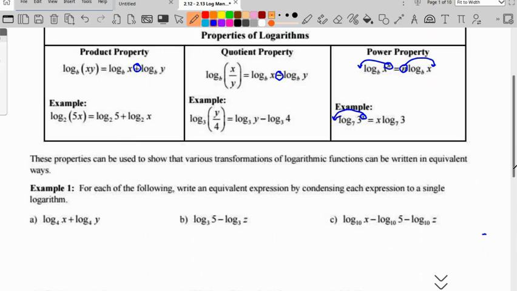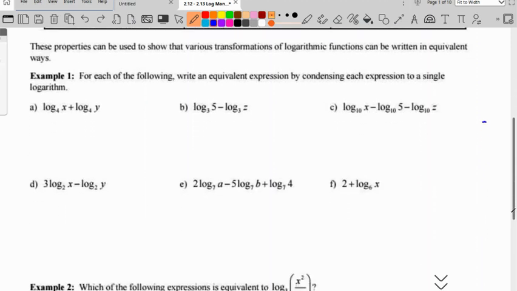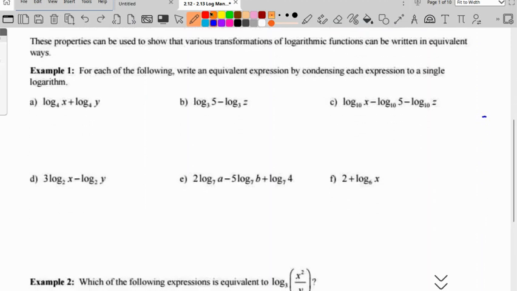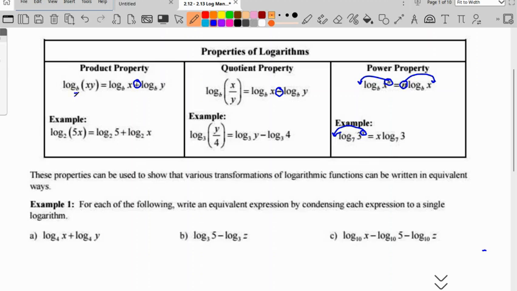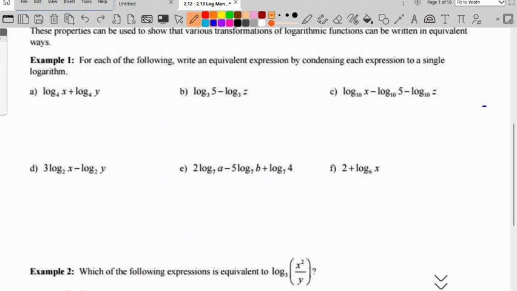All right, so let's run through some solving with those properties just for a little refresher. Now, the important thing to remember with all of these properties is they do require that you have the same base throughout. So if you ever don't have the same base, you would have to use change of base properties before you could use these properties. So I just want to point out that they always need to be the same base.